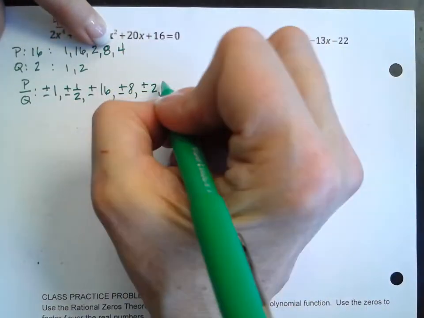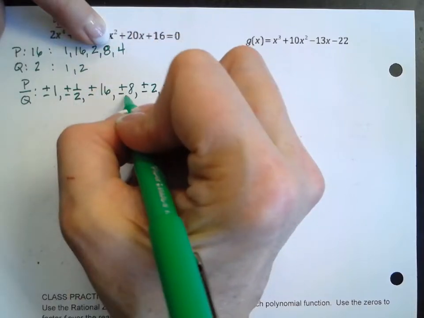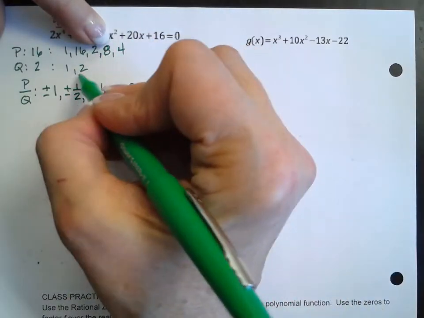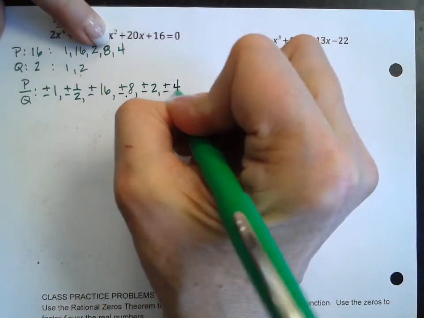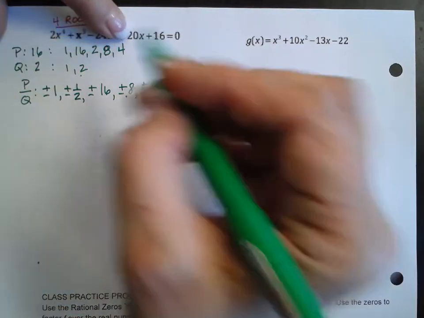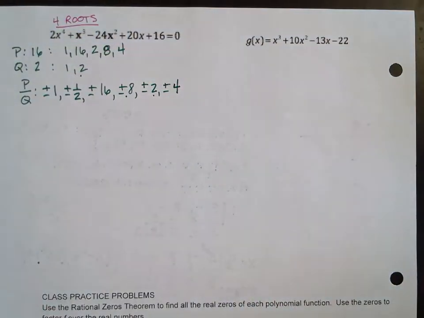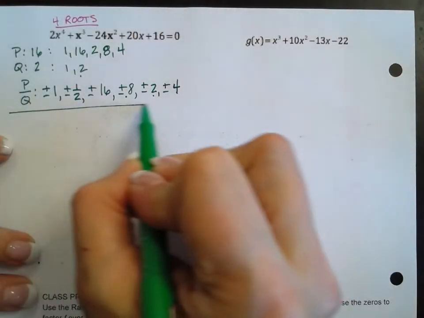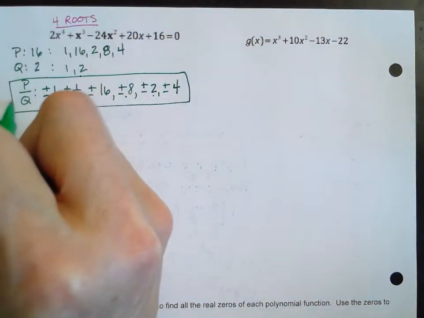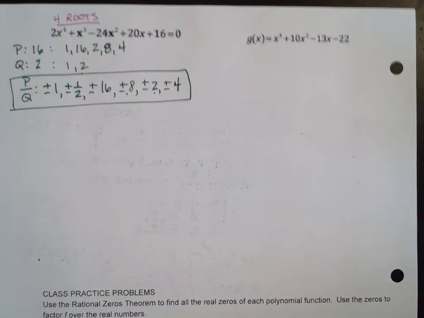All right. Plus or minus 8 over 1, already have. Plus or minus 8 over 2 gives me 4. Then 4 over 1 I have. 4 over 2 is 2, I've got. So there's the list of all my possible factors. It's a nice healthy list.